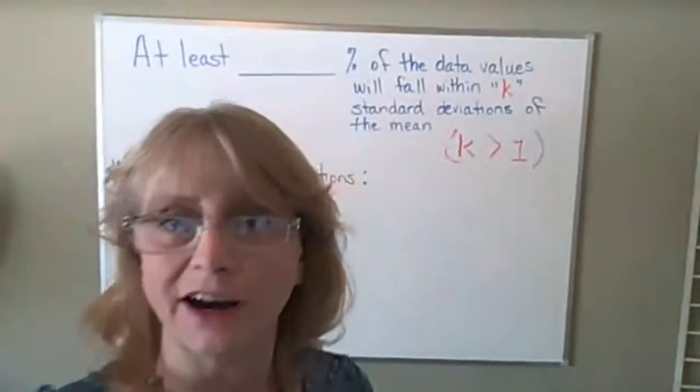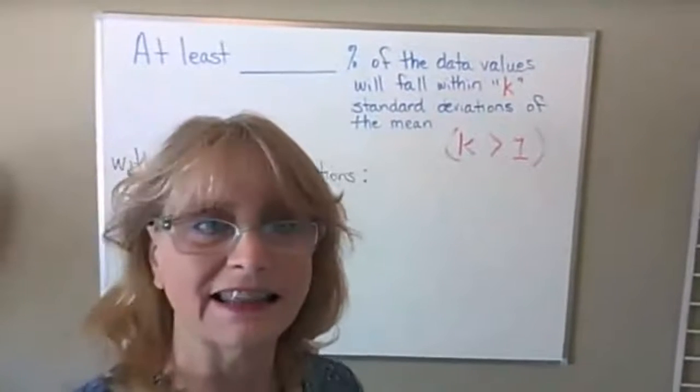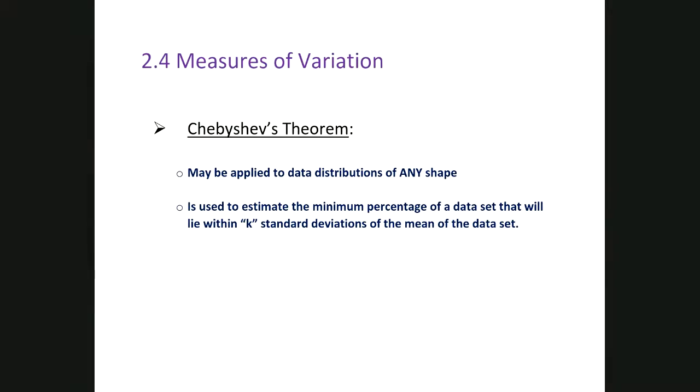This is the definition of Chebyshev's theorem. So it's under a measure of variation because it has to do with standard deviation and the mean. And notice the first thing that's here is that it may be applied to data distributions of any shape. So you aren't restricted to bell-shaped distributions. And the second thing, and this is important, it says it is used to estimate the minimum percentage of a data set that will lie within k standard deviations of the mean of the data set.